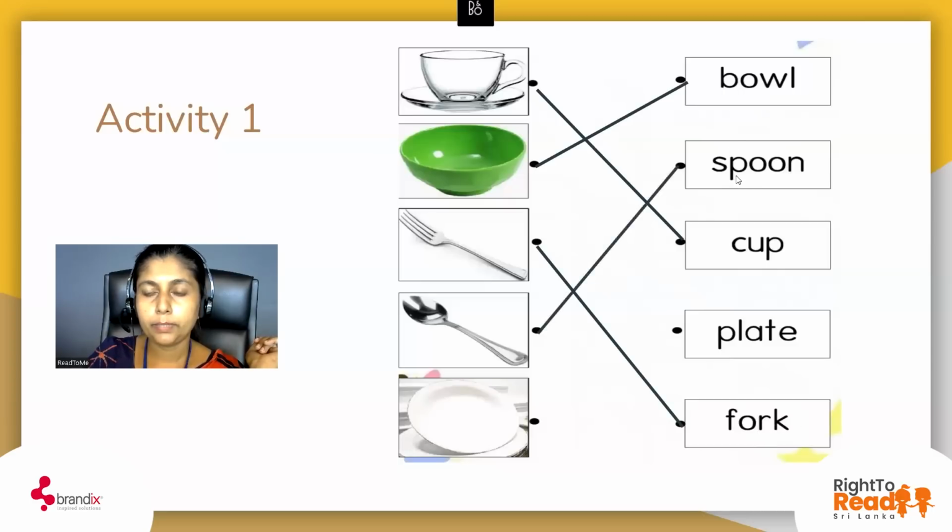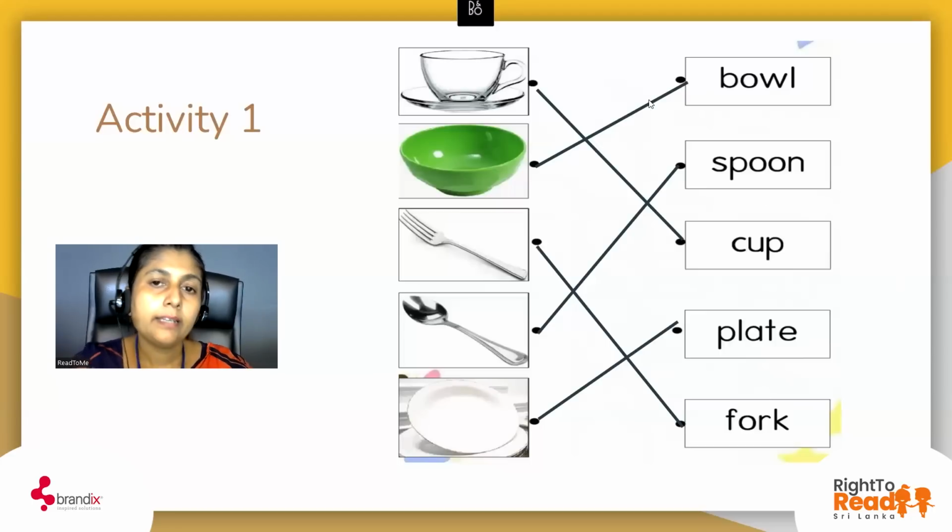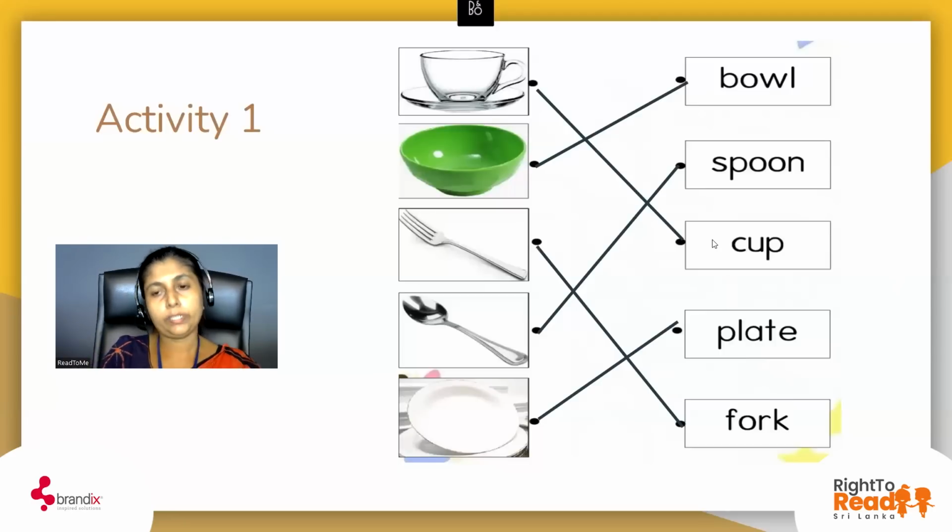Spoon. S-P-O-O-N, spoon. Last one, plate. P-L-A-T-E, plate. Okay, now I think you all can identify the words and the pictures. Now we can move on to our textbook activity, textbook lesson. Let's move on to the lesson now.